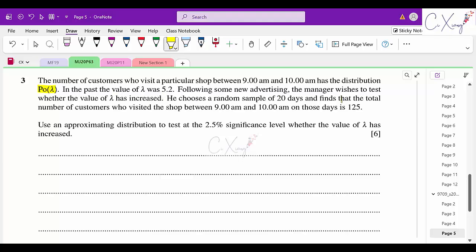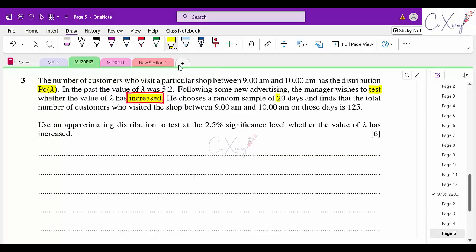Following some new advertising, the manager wished to test whether the value of lambda has increased. So please highlight the keyword increase here, and one of the keywords is test. When you look at these keywords, you know that this belongs to hypothesis testing. When you set up the hypothesis test, the word increase will be the keyword that helps you set up the alternative hypothesis later, right?